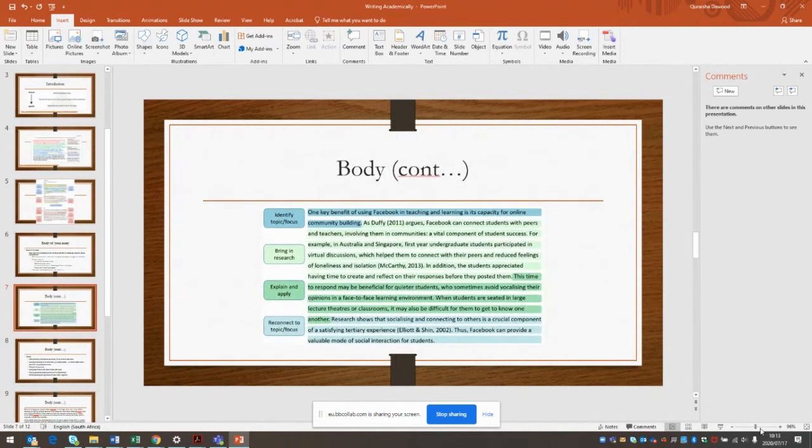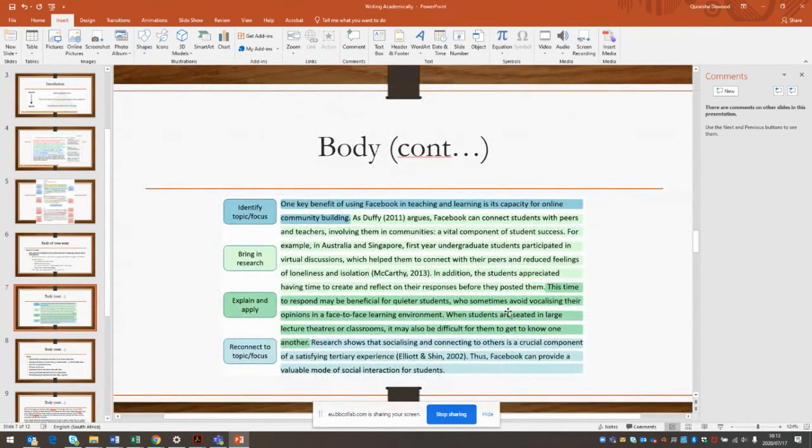This is a good example of a body. Okay, perhaps we're talking about the topic of the use of Facebook in teaching and learning, and you've decided you're going to look at the benefits of using Facebook in teaching and learning, and one of them is community building. Okay, another one is being able to access it 24/7. Another one is that it's always going to be there to go back and look at. Okay, so let's say you're going to talk about the first aspect of community building.